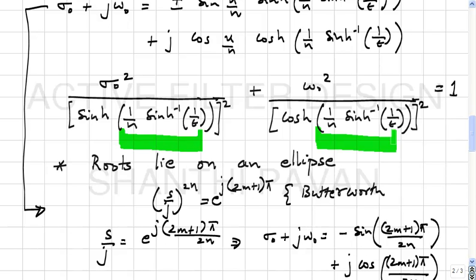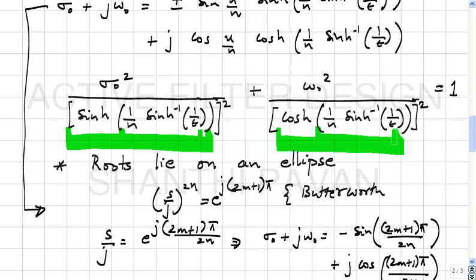Cos hyperbolic is e to the x plus e to the minus x by 2, whereas sine hyperbolic is e to the x minus e to the minus x by 2. So if x becomes large, e to the minus x is so small in comparison with e to the x that whether you subtract or add e to the minus x, it doesn't make any difference, right? So when the ripple tends to 0, you would expect to see that this will tend to behave like a Butterworth filter, and that's indeed brought out by the maths. If epsilon becomes very small, the sine hyperbolic and the cos hyperbolic tend to become equal, right?